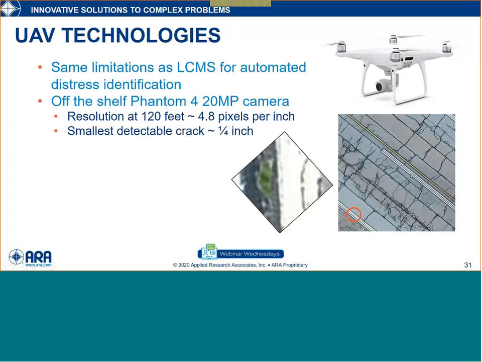They were flying at an altitude of 120 feet. And that looks like a really good image. You might look at that and say, why can't we do a PCI survey off that image?